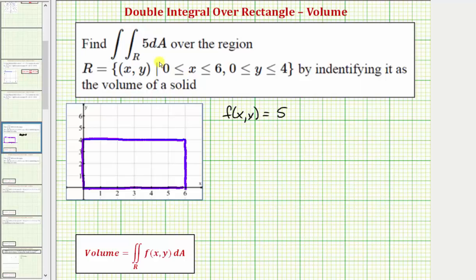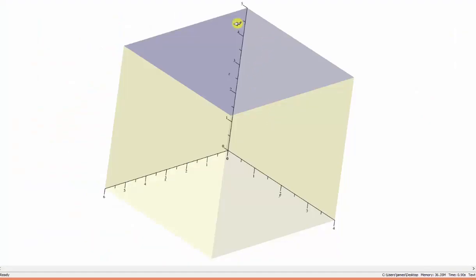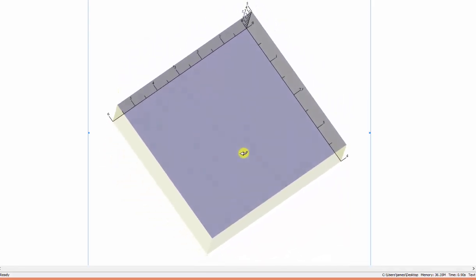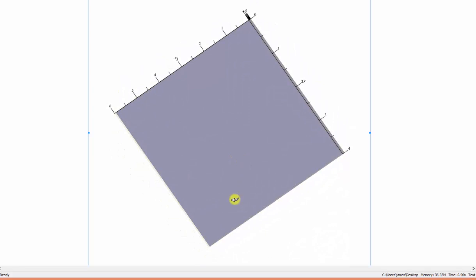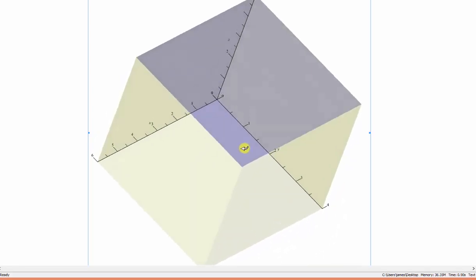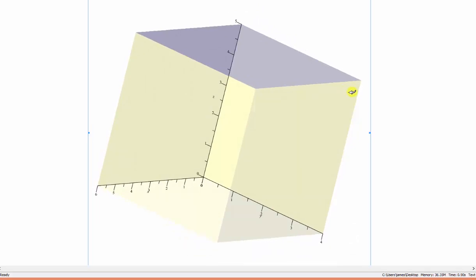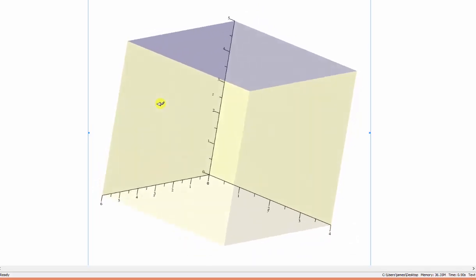So looking at this graphically, f of x comma y equals 5 is graphed here in blue. If we look down on the xy plane, notice how we have our rectangular region of integration. So notice how our solid is this cuboid, a right rectangular prism, and therefore we can find the volume using a geometric formula. The volume would be equal to the length times the width times the height, or if we want, the area of the base times the height.